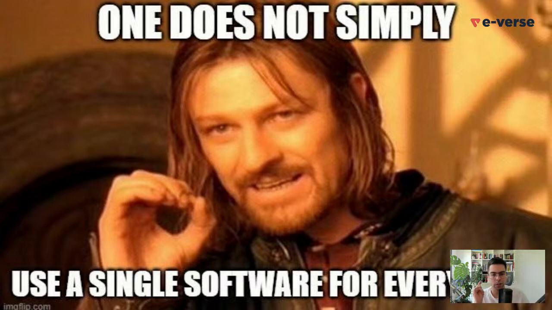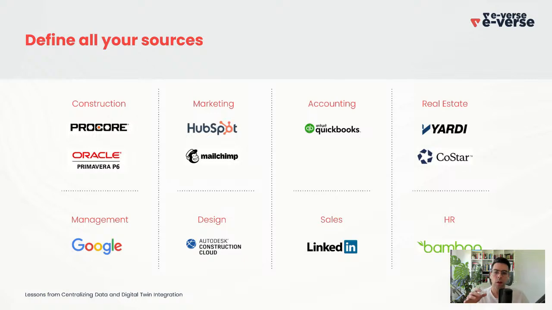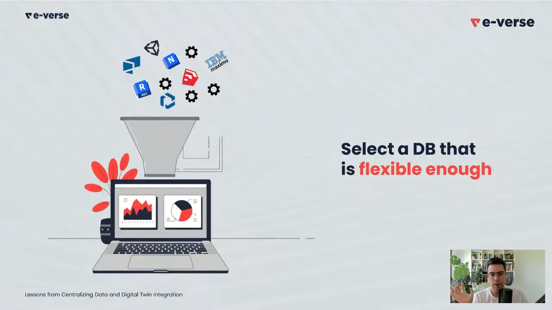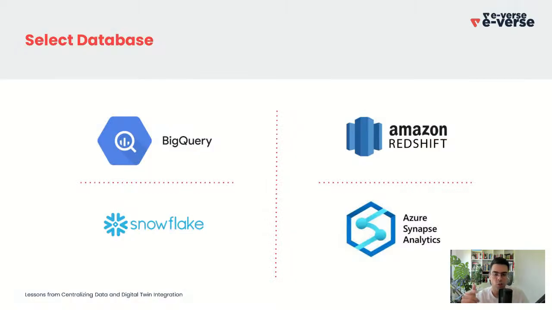So that was a big challenge for us because they were using so many tools. On the construction side, they were using Procore, Primavera. On the marketing side, they were using HubSpot and Mailchimp. On the accounting side, they were using QuickBooks. On the real estate side, they were using Yardi, and sales, they were using LinkedIn, design. There were so many different tools in so many areas that we needed to connect, and that's a challenge. But we defined all the sources we had, and then we selected a database that was flexible enough to handle all that, and that could handle new sources in the future.